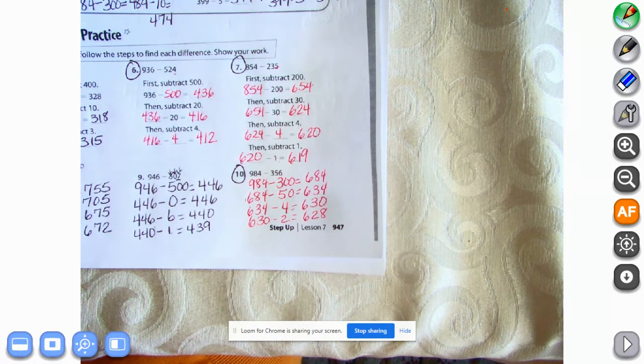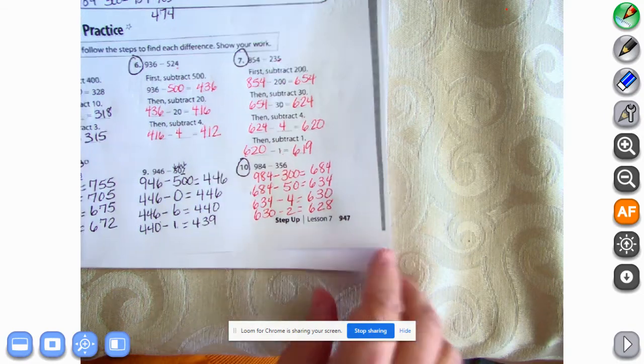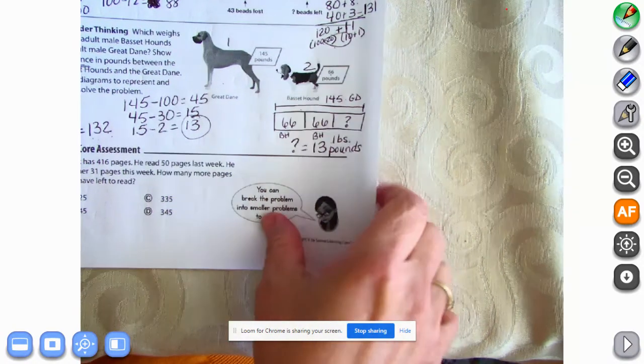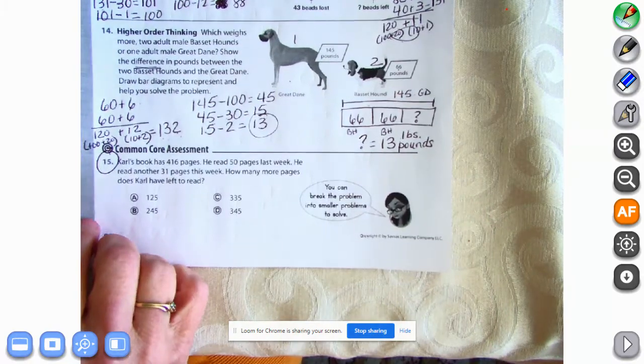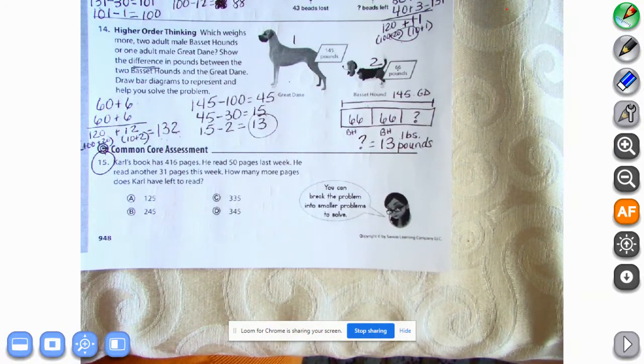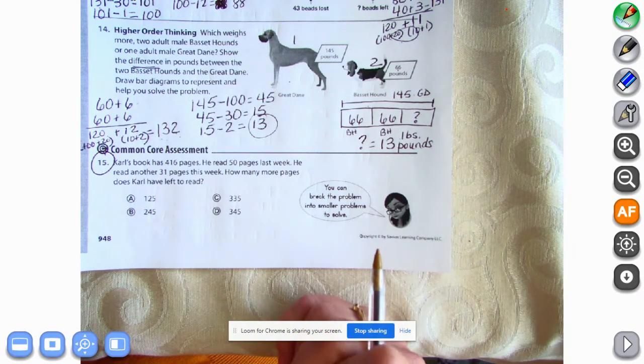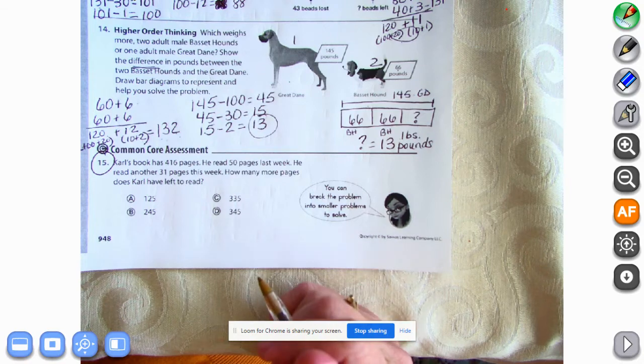And then as soon as you're done, go ahead and come back, and we will be going on to the next problem. So on the back, we have only number 15 to do. Carl's book has 416 pages. He read 50 pages last week. He read another 31 pages this week. How many more pages does Carl have left to read?